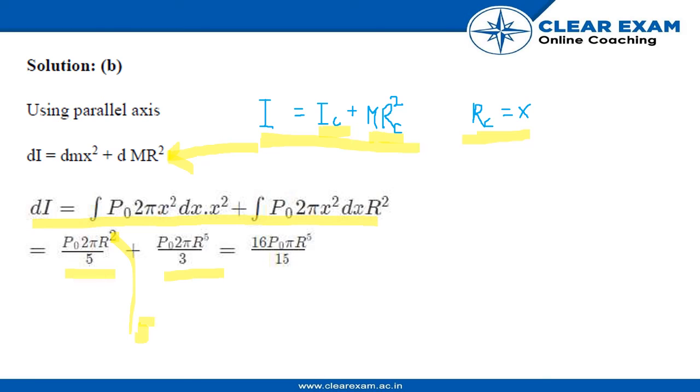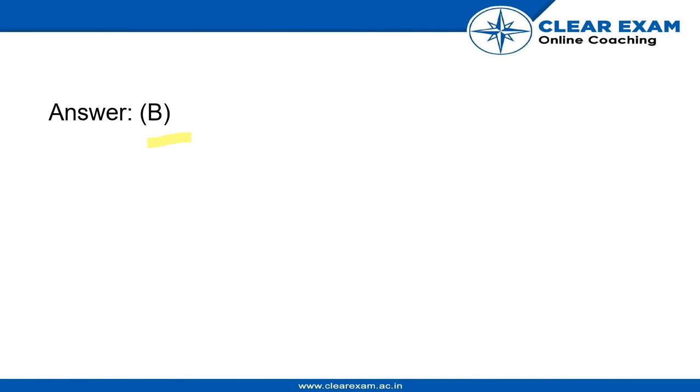not 2. So on adding these we'll get 16 rho naught pi r raised to power 5 by 15, which is the answer about an axis which is perpendicular to the plane of the disk and passing through the edge. So the correct option would be option B.